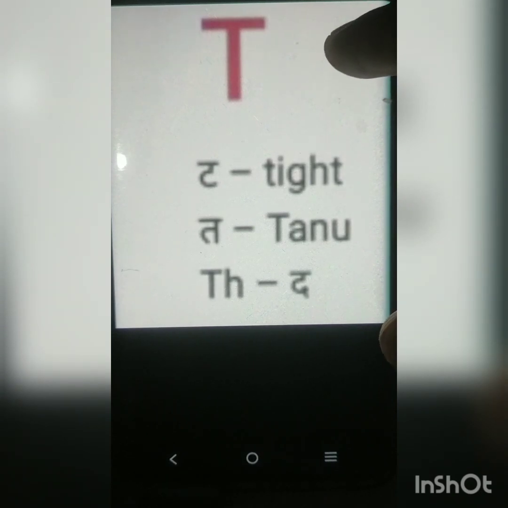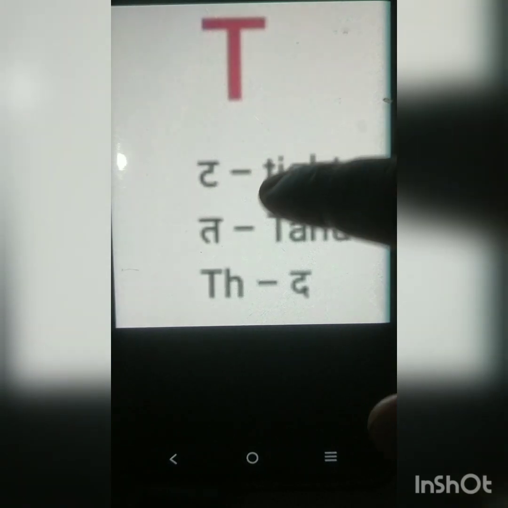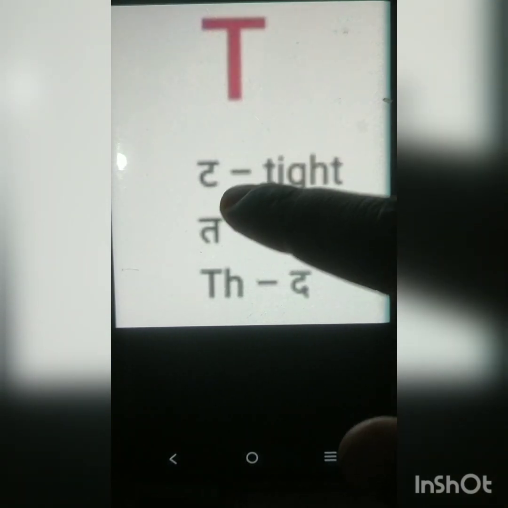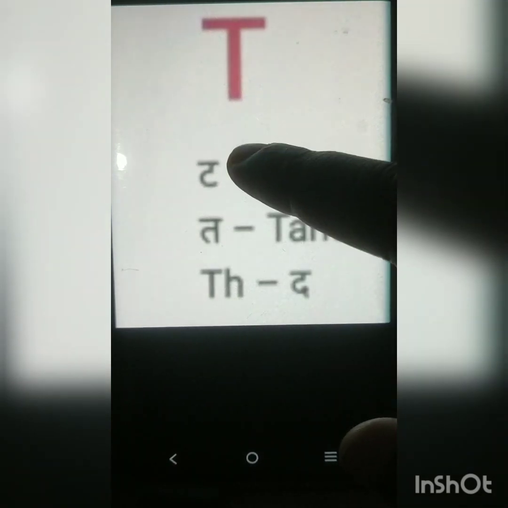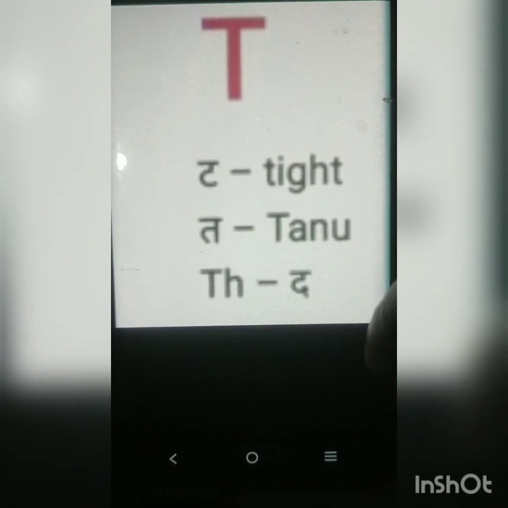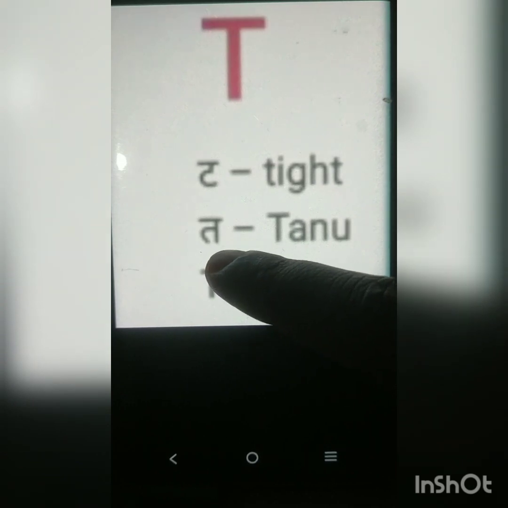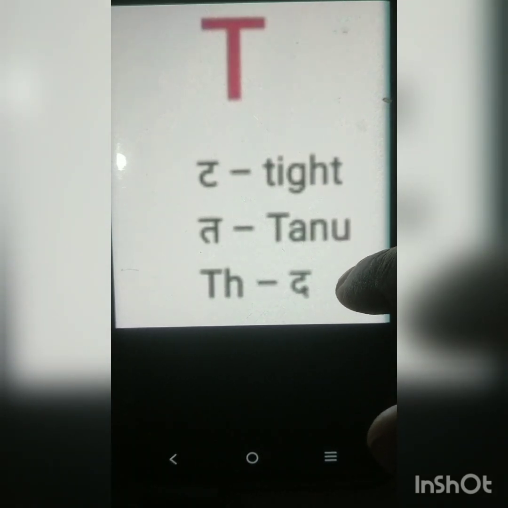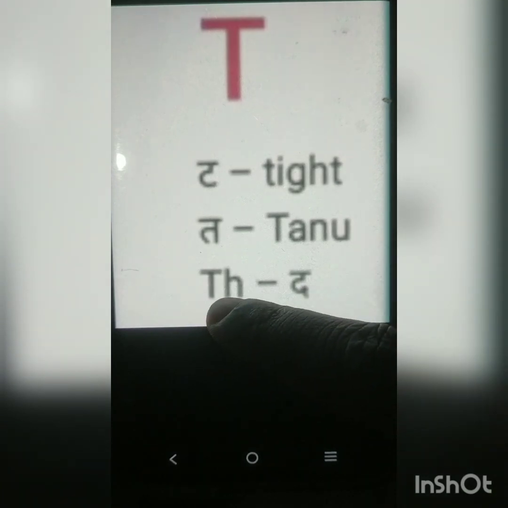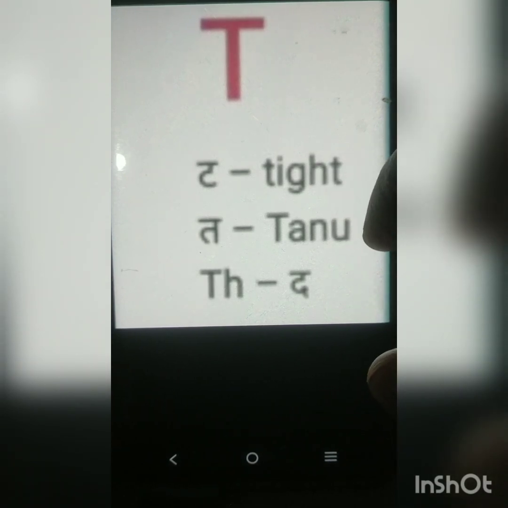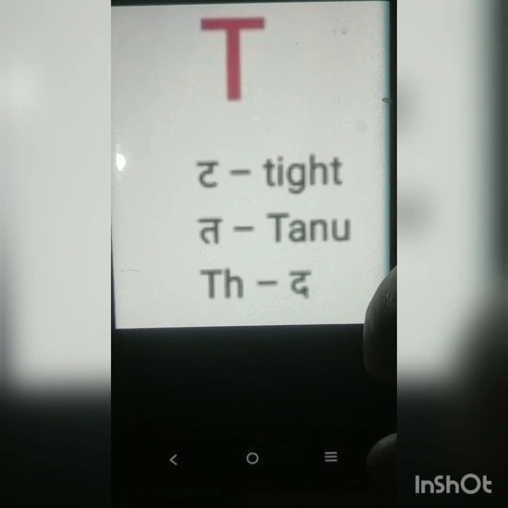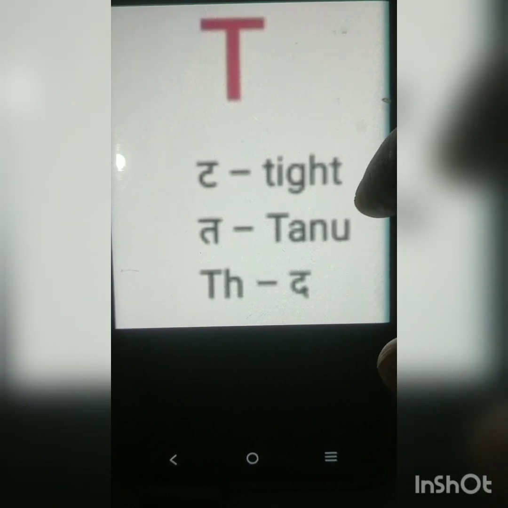T sound is there. So T has three types of sound. Okay. So T and TH. Fully, completely, you concentrate on the things I am telling. After that I will be asking you some questions regarding that. So T-I-G-H-T, tight. Tell with me. Tight. Next one is the CH sound of the T. T-A-N-U, tanu. Next one is T-H, the. So three kinds of sounds are coming in the T.